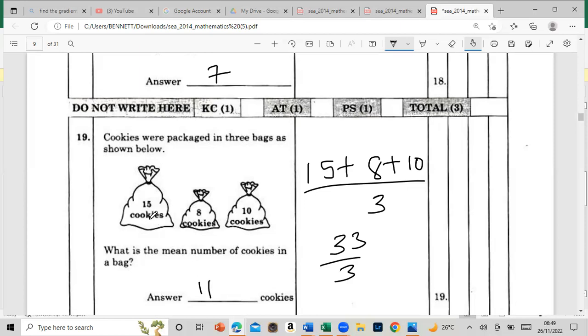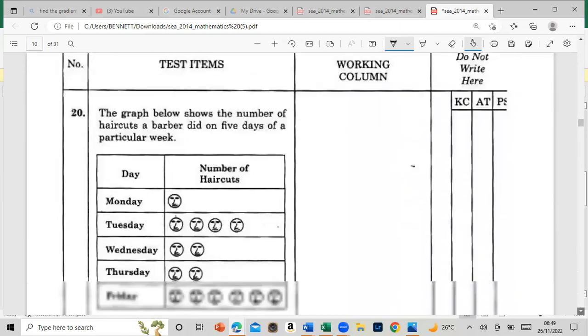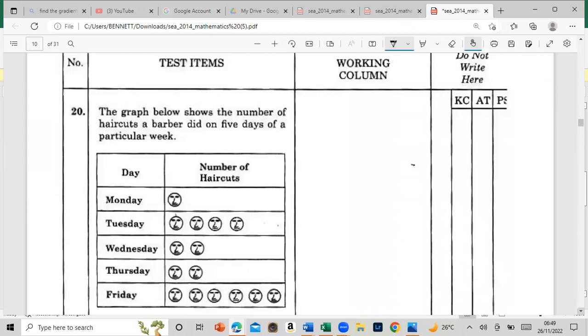All right. So basically, let us say we take 4 cookies out of this. So we add 1 to this. Take out 4 out of this, and then we add 3 to this. So you see, all of them have the same number of cookies now. This is one way you can look at it, all right? As the average or mean, they all have the same. All right, let's move on to 20.